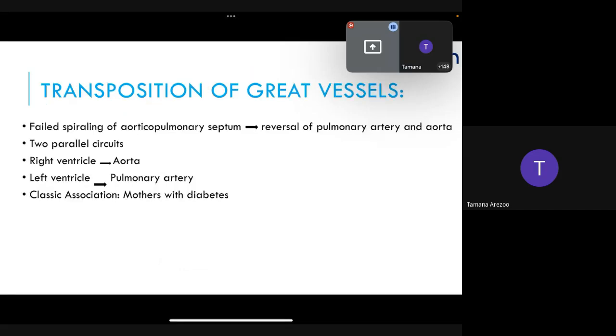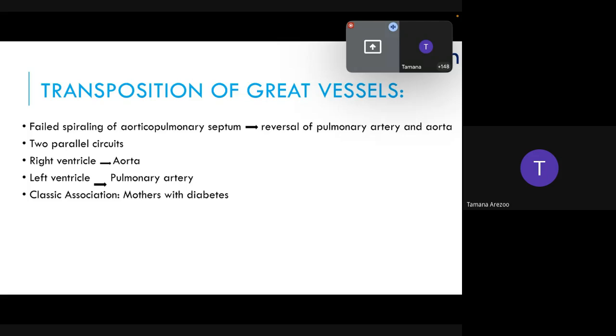Then we have transposition of great vessels, which we already discussed in detail. The septum needs to become spiral in order for the proper location of your aorta and pulmonary artery. If we have failure of spiraling of your aorticopulmonary septum, what happens? We are going to have two parallel circuits. I just showed you the two parallel circuits, right? The aorta arises from your right ventricle, and from the left ventricle we see the pulmonary artery, okay?